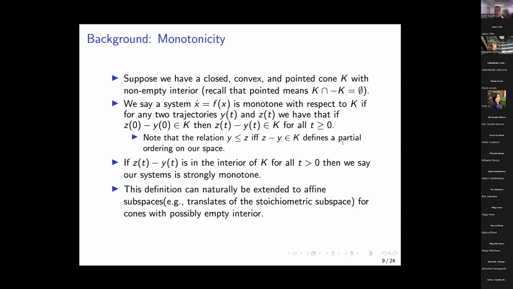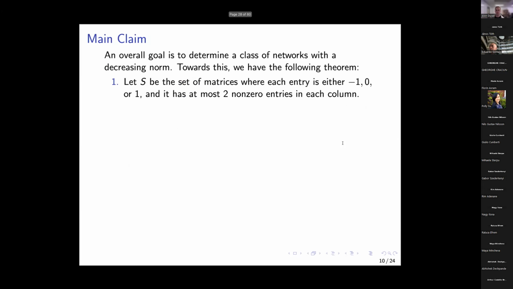And I'll skip over the details, but this can be naturally applied to some affine state space. So our reaction networks generally evolve on a foliation of the non-negative orthant. And it's natural to extend this. We just have a cone of the same dimension as these subspaces or affine spaces. Okay, so now I'll state the main theorem.